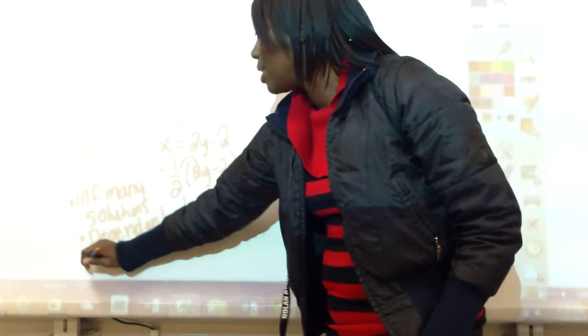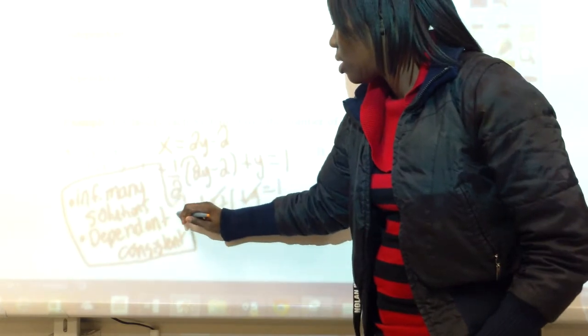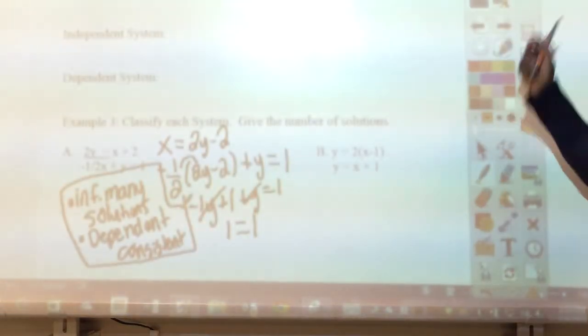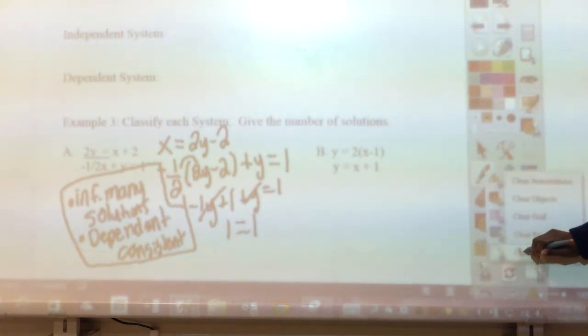And so that pretty much sums up that problem. Infinitely many solutions. It is a consistent system, and it is a dependent. Everybody got that? Alright, let's look at letter B.